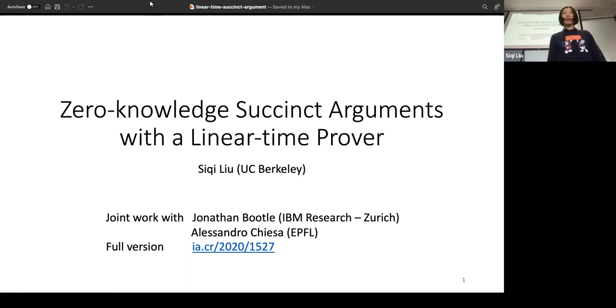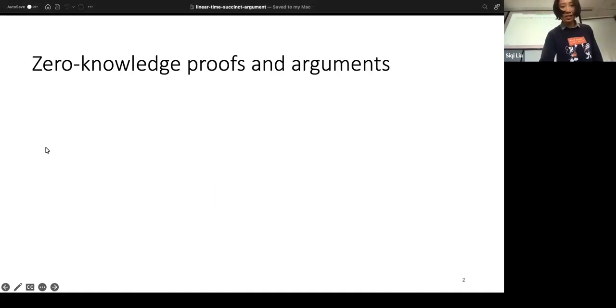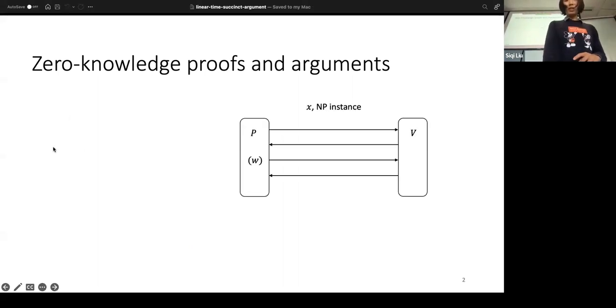Okay, good. By the way, if you have any questions in the middle, please feel free to stop me, and I will start. Because we're talking about construction of zero-knowledge proofs and arguments, let's start by defining them. Maybe you more or less know what it is already, but let's quickly define it.